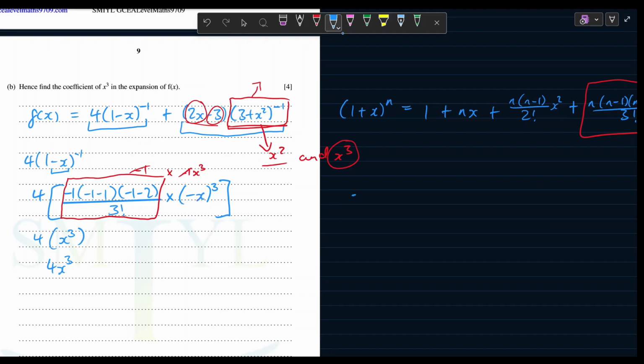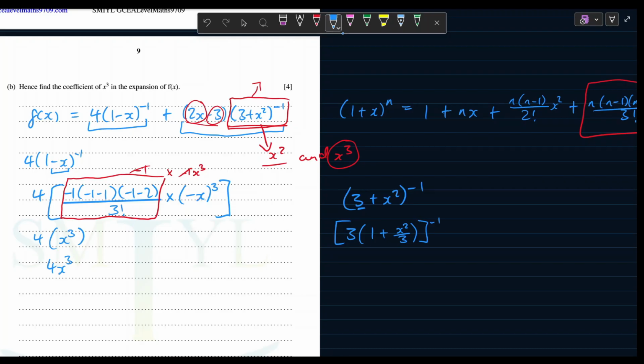So we've got 3 plus x squared, to the power of negative 1. And before we can even expand or use the formula for expansion, we need to make sure that this first number is a 1. So we need to factor out that 3. So this becomes 3 times (1 plus x squared over 3), and this is all to the negative 1.